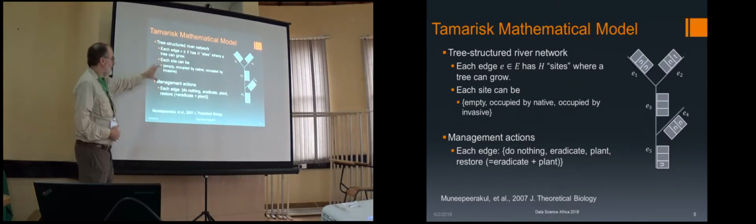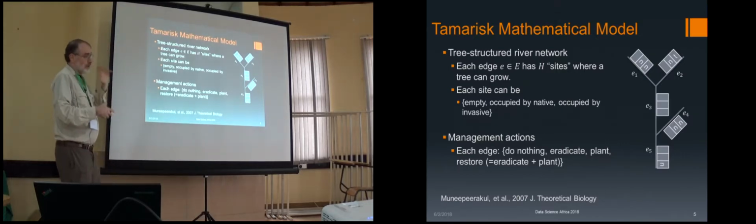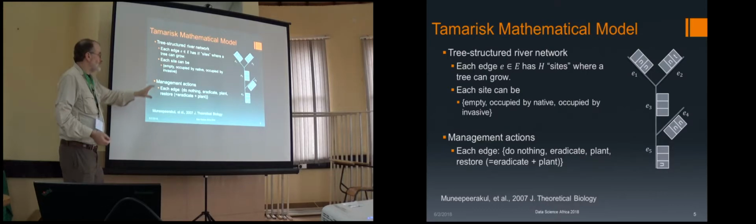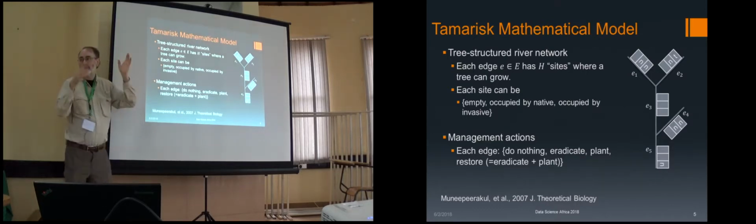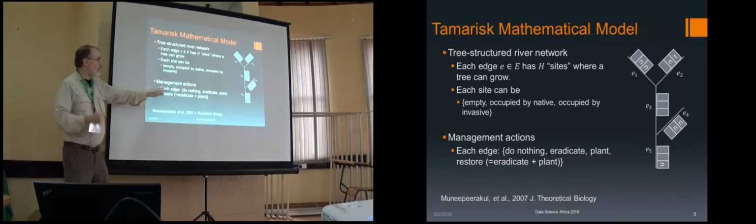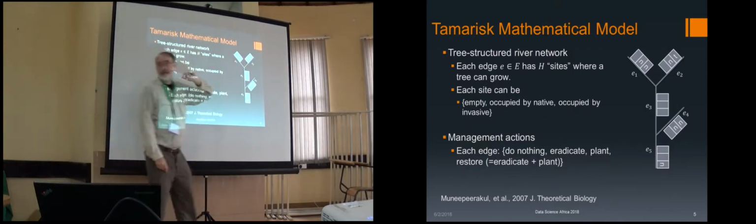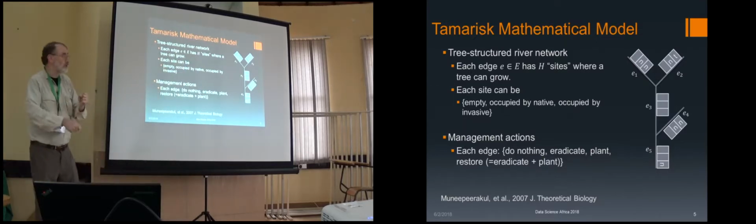And then what are our management actions? Actually, there's a lot of research on what are good management actions. But one thing we could do is nothing, just let the system evolve the way it normally would. Or we could do the eradicate action. So if we applied the eradicate action in edge E2, we would try to kill that tamarisk tree. Maybe we'd hire someone to go cut it out and maybe burn it.